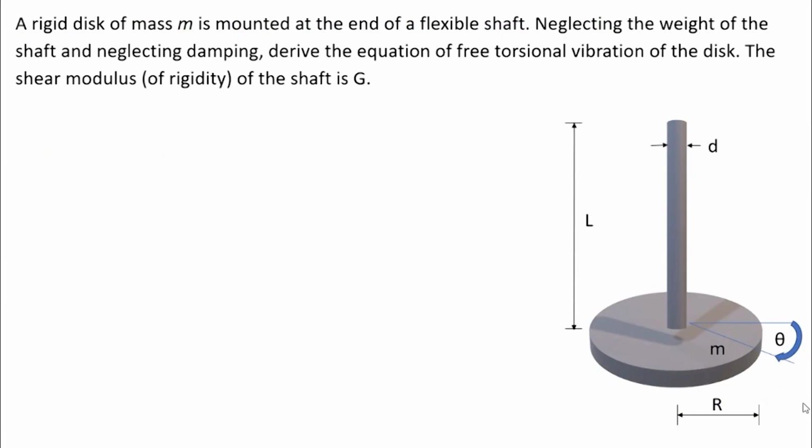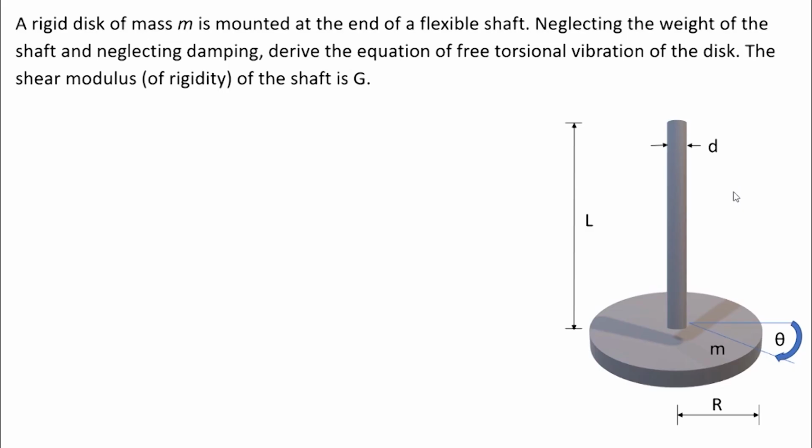The next example is of torsional vibration. We have a rigid disk of mass m mounted on a flexible shaft. So this is a rigid disk which has a mass m, and it is mounted on this flexible shaft with diameter d. Neglecting the weight of the shaft and neglecting damping, derive the equation of free torsional vibration of the disk. The shear modulus of rigidity of the shaft is G.